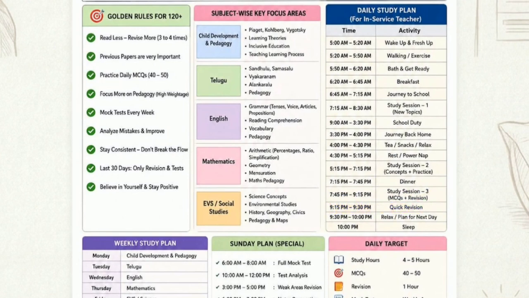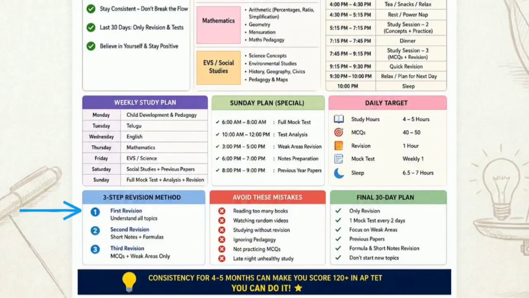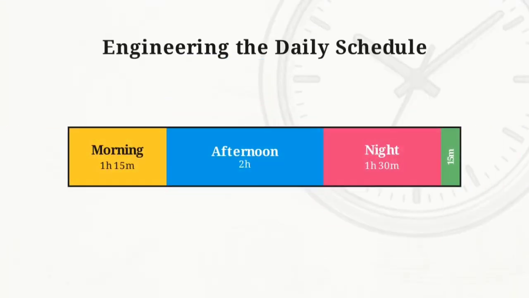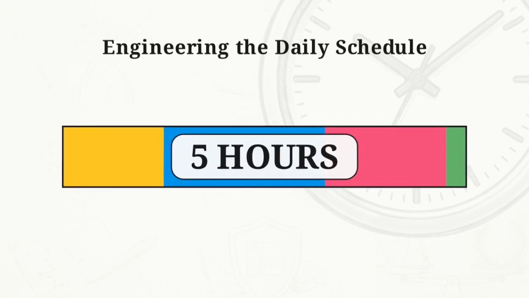To structure those study blocks, you use a 3-step revision method. Step 1, understand the topics. Step 2, compress them into short notes and formulas. Step 3, relentlessly practice MCQs and drill only your weak areas. You don't magically find an extra 5 hours in your day. You engineer it by strictly adhering to these focused, non-negotiable micro-sessions.